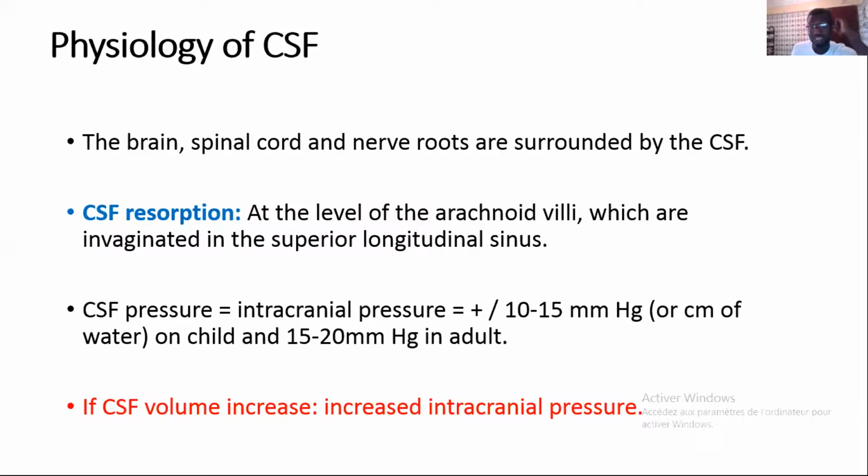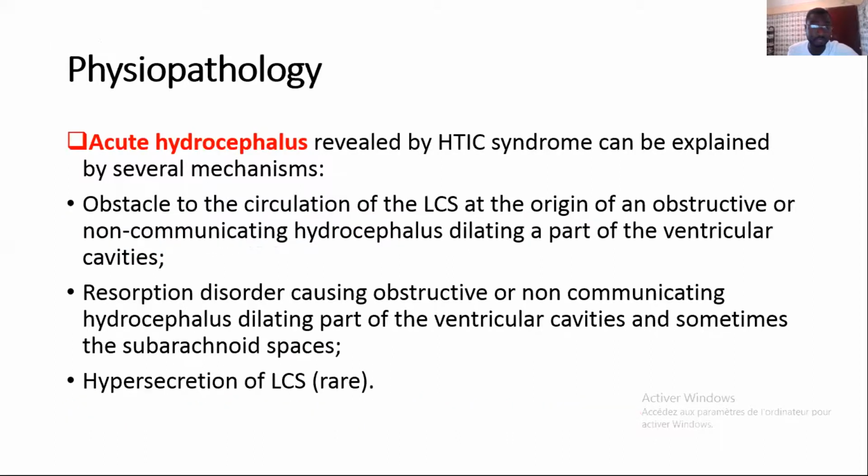CSF pressure, intracranial pressure: we can have 10 to 50 millimeters of mercury in the child and 50 to 20 millimeters of mercury in adults. If CSF volume increases, we can have increased intracranial pressure. What about physiopathology?